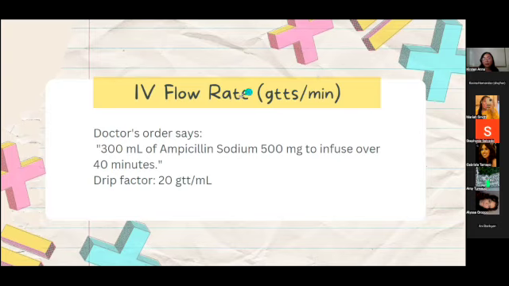So all it was 300 ml times 20 drops per milliliter. Divide that by 40 minutes, and you get 150 drops per minute. So great job.